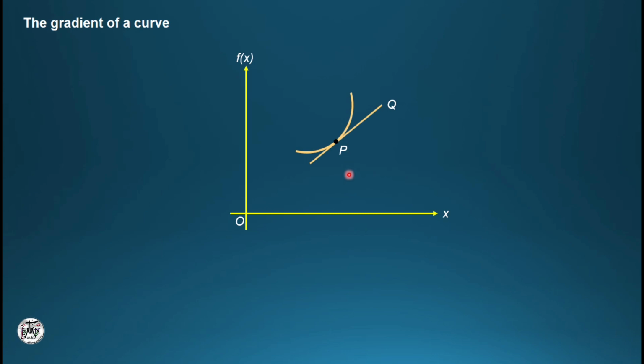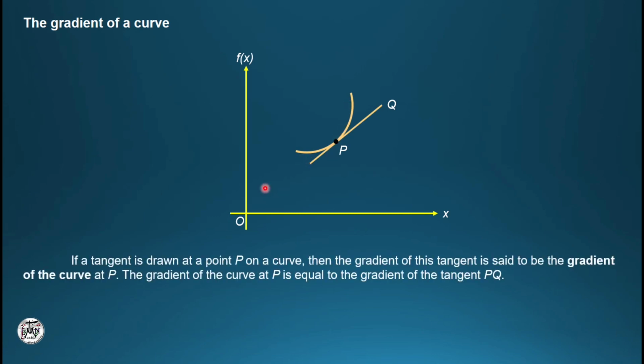So the straight line is tangent to the curve. If a tangent is drawn at a point P on a curve, then the gradient of this tangent is said to be the gradient of the curve at P. So the gradient of the curve at P is equal to the gradient of the tangent PQ. Take note of that.